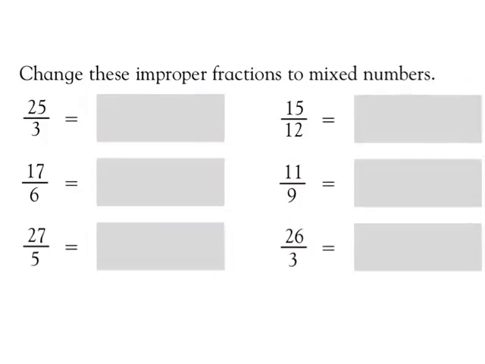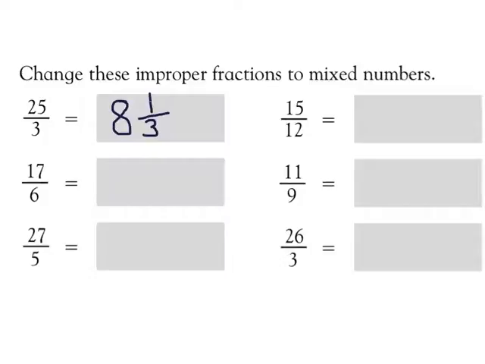So let's change some of these improper fractions to mixed numbers. 25/3. That actually means 25 divided by 3. Well, 3 will go into 25 a total of 8 times. 8 times 3 is 24. That means I have 1 left over. And my denominator doesn't change. It's the 3, so it's 8 1/3. That's a lot easier to read.